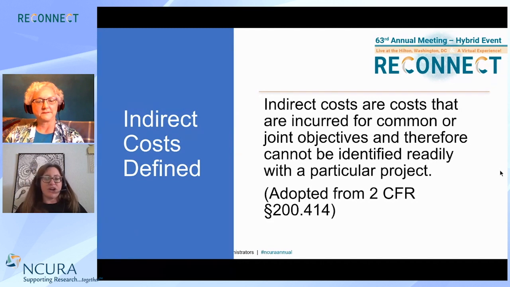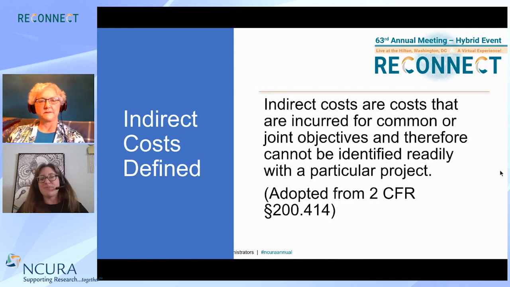So indirect costs, what are they? They are those costs that are incurred for common or joint objectives. And it's really hard to identify those costs with any particular activity or any particular project. We also know that indirect costs have been referred to historically as overhead and more recently as F&A, or facilities and administrative costs. So indirect costs, or facilities and administrative costs, are reimbursements to us for our facilities and administrative costs that are associated with conducting research and other sponsored activities.